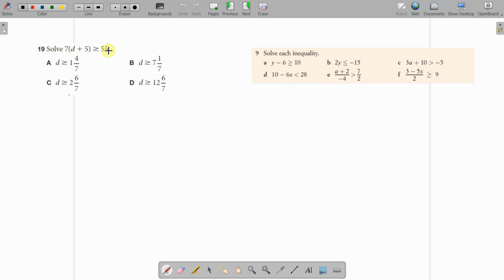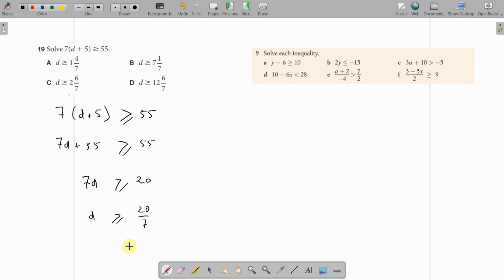Alright, question 19, solving this. So we treat it solving wise as having an equal sign, even though that says greater than or equal to. So expanding, 7d plus 35 is greater than or equal to 55. Then we move the 35 over here. Take 35 away, that's 20. Divide by 7. It's 20 over 7, which is 2 and 6 over 7, greater than or equal to 2 and 6 over 7.